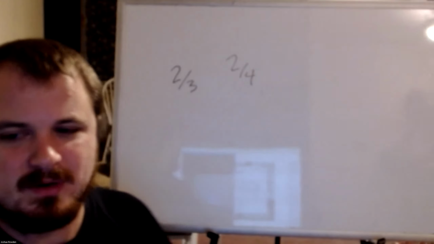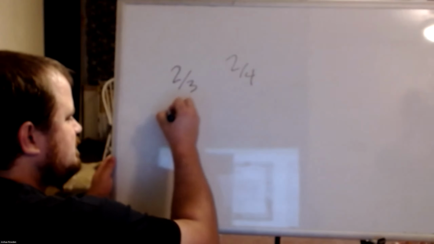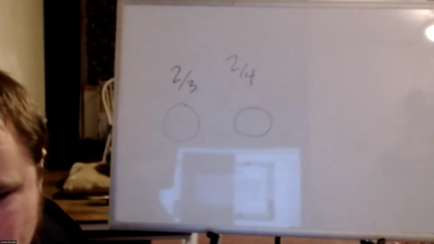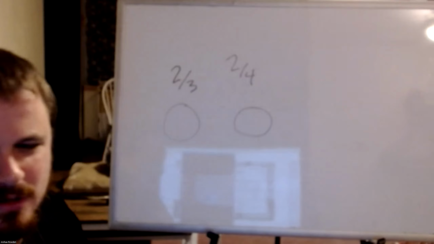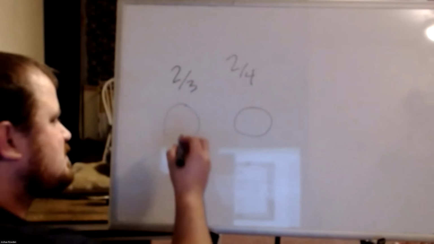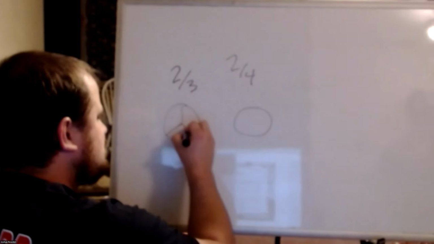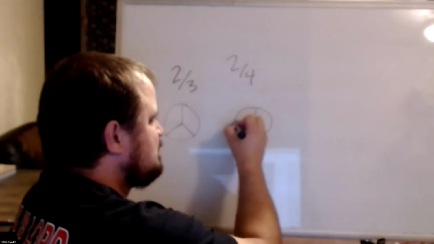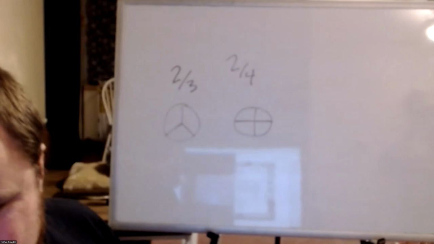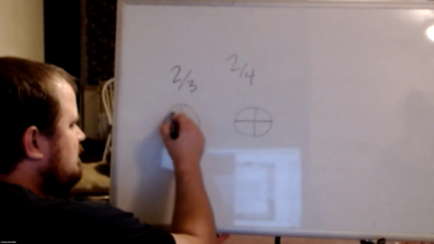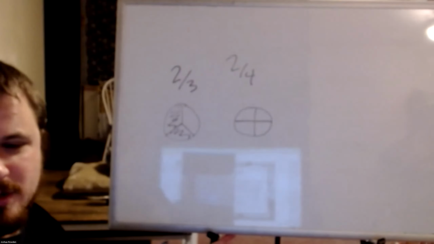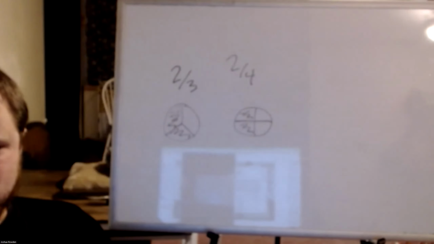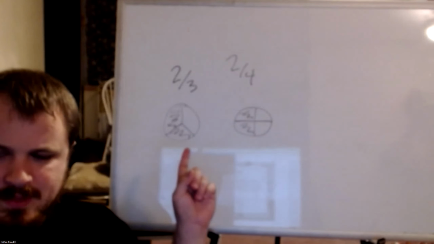So if somebody cuts the pie, my pies are not the same size, which kind of messes things up, but just follow along. So if this person cuts the pie into thirds, okay, and this person cuts it into fourths. Now who do you want two slices of pie from? The one that cut it into thirds or the one that cut it into fourths? You probably want the one that cut it into thirds, right?